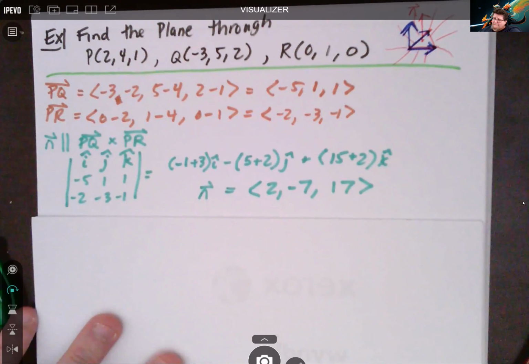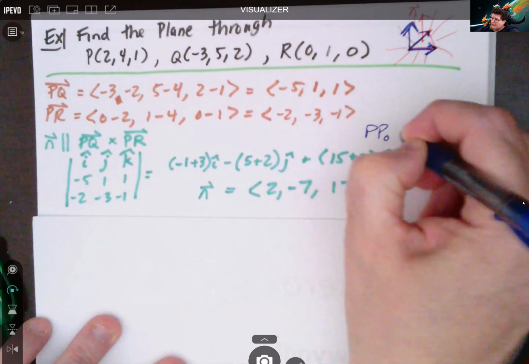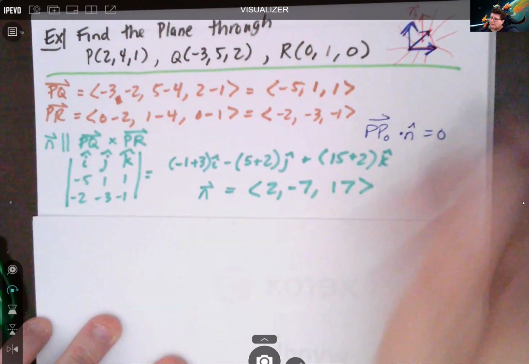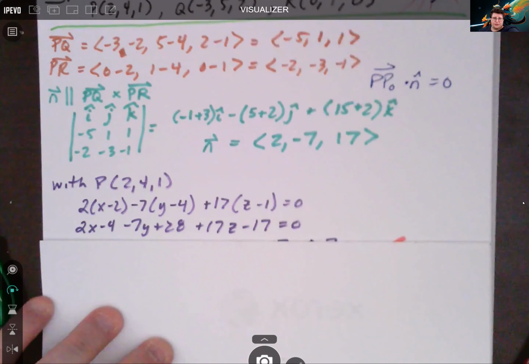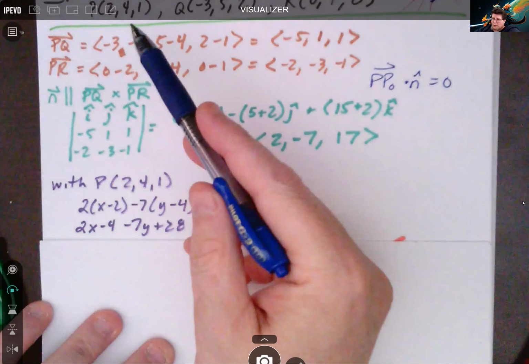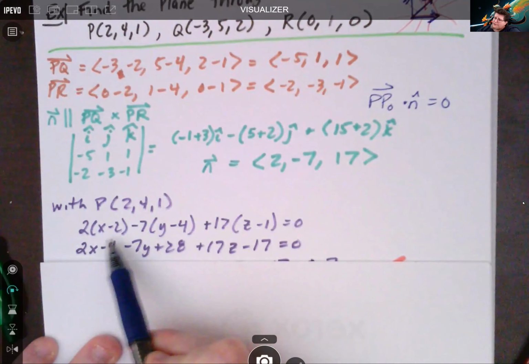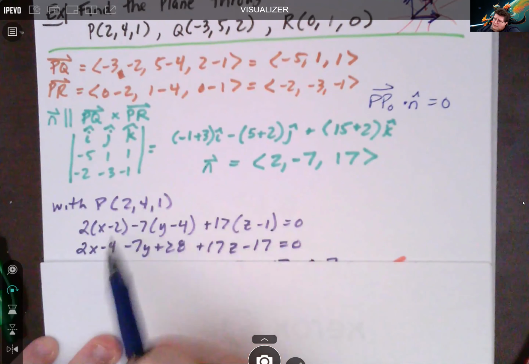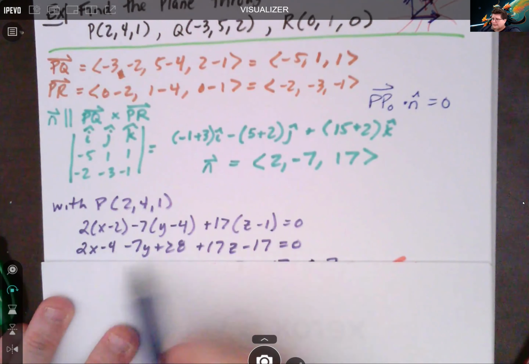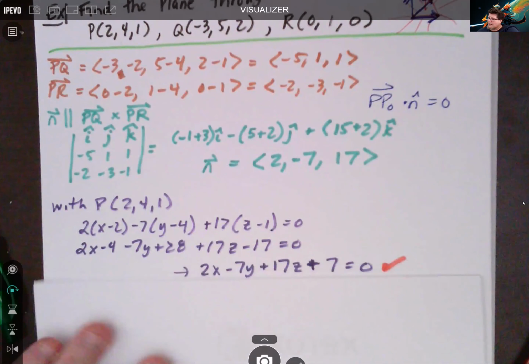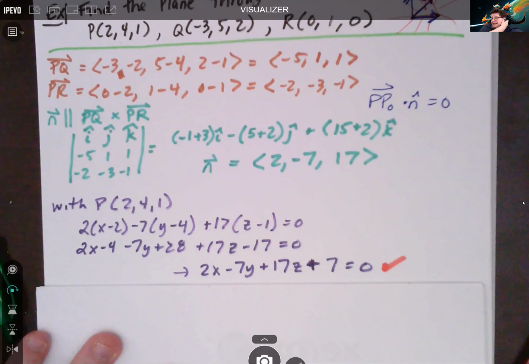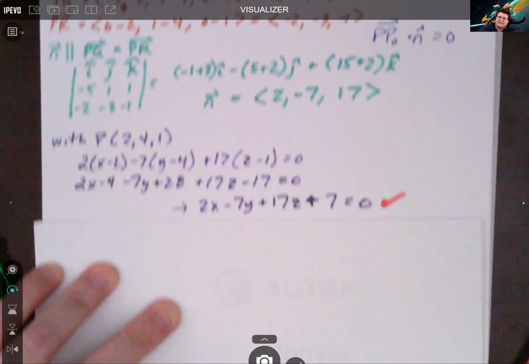Now we just need to pick a point and do P naught P dotted with n equals 0. If we used P for P naught, we would get this equation. P was 2, 4, and 1. Bring that back down, 2, 4, and 1. So x minus 2, y minus 4, and z minus 1. If we distribute, we've got 2x minus 4, -7y plus 28, plus 17z minus 17. Collecting like terms, we get 2x minus 7y plus 17z plus 7 equals 0.